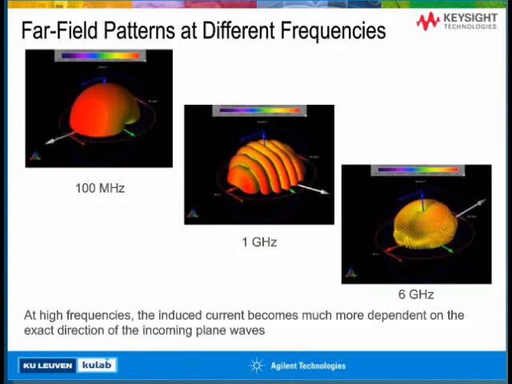This slide shows the far-field patterns for different frequencies, from very low frequencies up to high frequencies. At low frequencies, we see a dipole-like far-field pattern with not much variation, which means that the induced coupling for every direction would be more or less the same. If we go to higher frequencies, we see a lot of variation with a succession of minima and maxima, which means that at high frequencies, the induced current becomes much more dependent on the exact direction of the incoming plane waves.